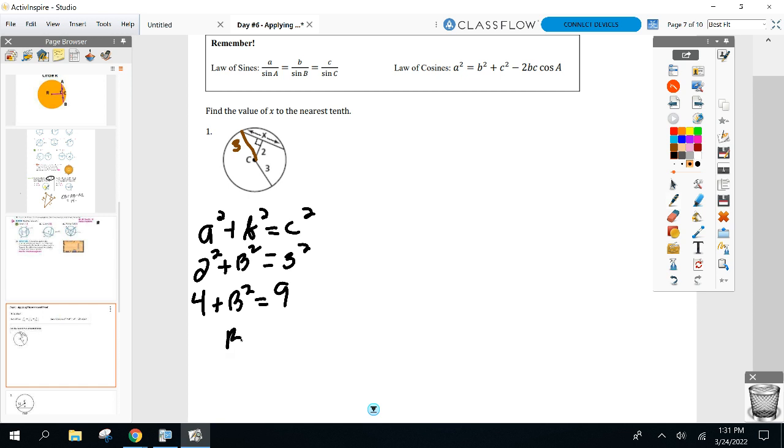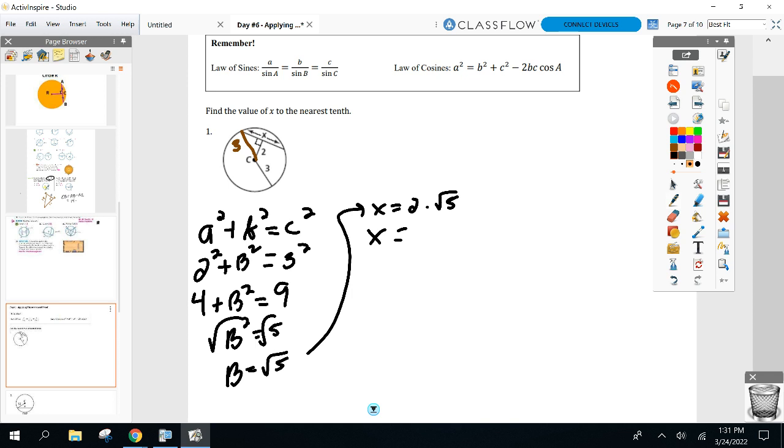So what are we looking at? B squared equals 5. Take the square root. So half of it, half the chord, is the square root of 5. So x will be 2 times that. And then you guys can round that to the nearest tenth for me, and I'll ask somebody here in a second.